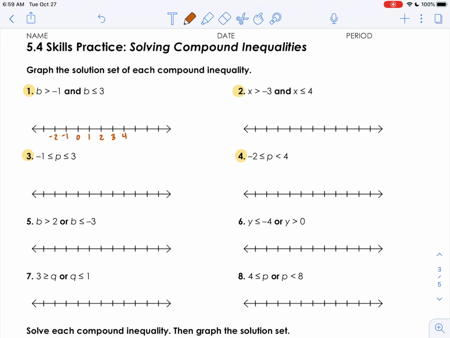So if b is greater than -1, I'm going to put an open dot on -1, and that one will be pointing to the right. b is less than or equal to 3 means I'm going to put a closed dot on 3, and that's going to be pointing to the left. So the place where these overlap is in the middle. So my solution is from -1 to 3. You're going to try number 2 on your own. X is greater than 3 and x is less than or equal to 4.